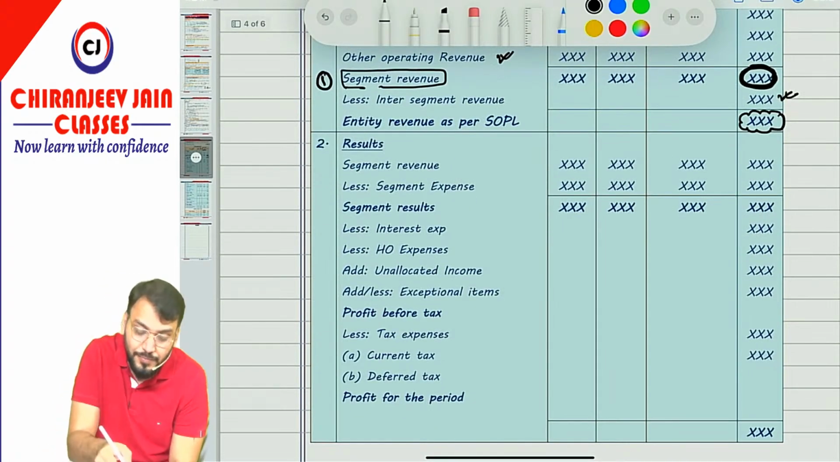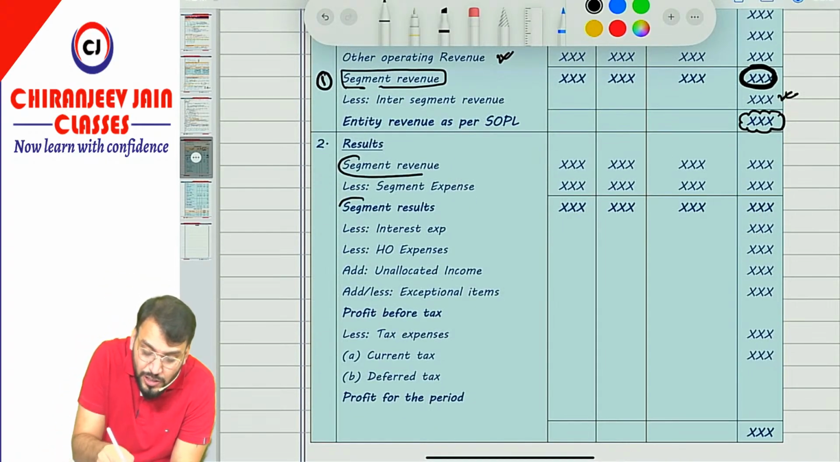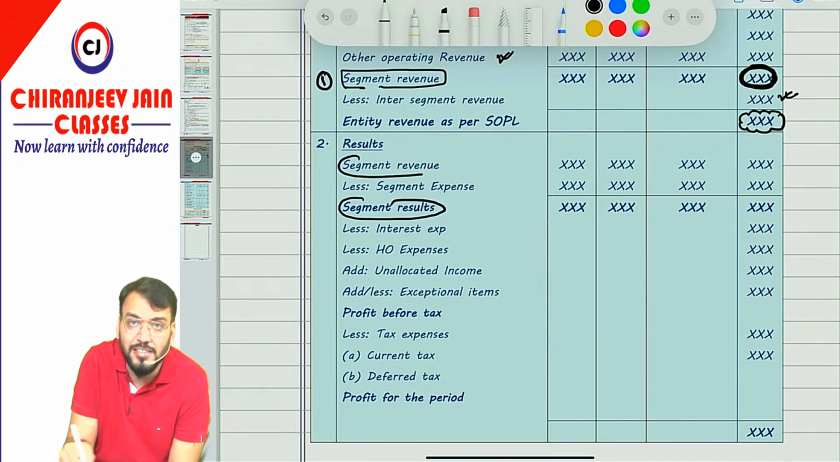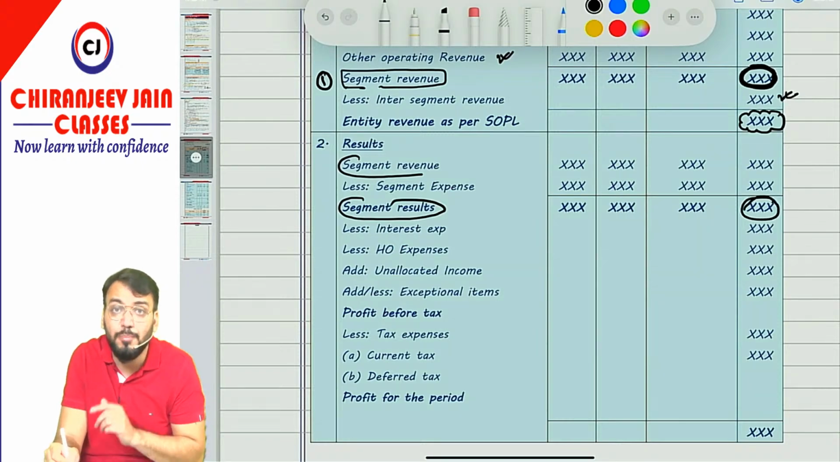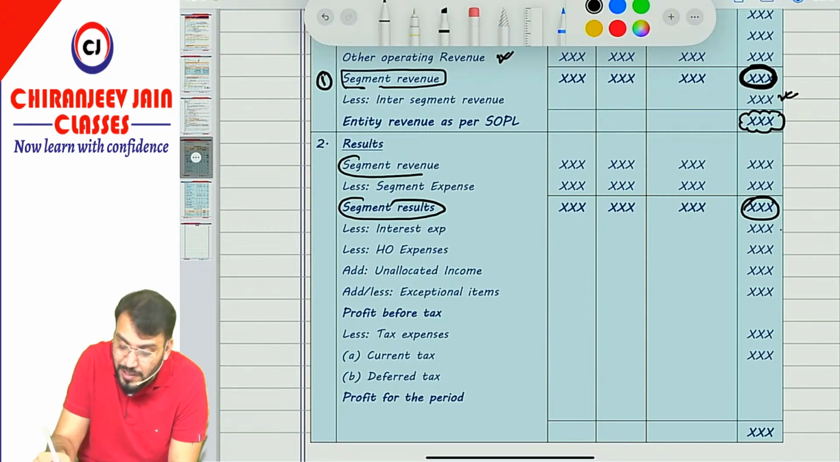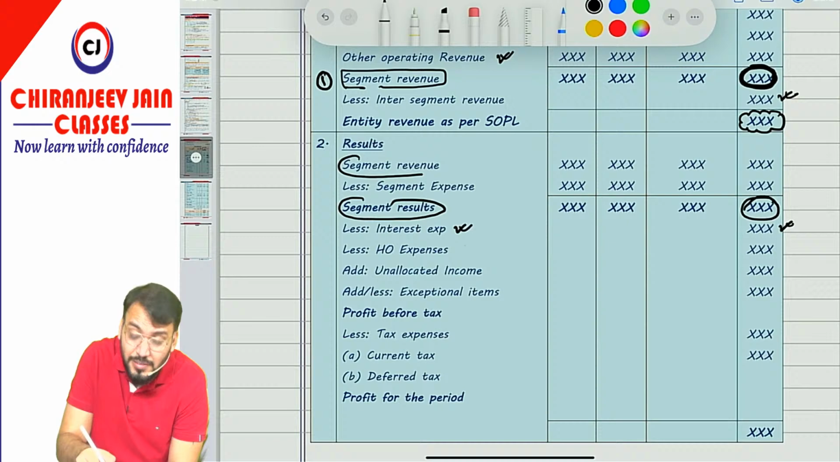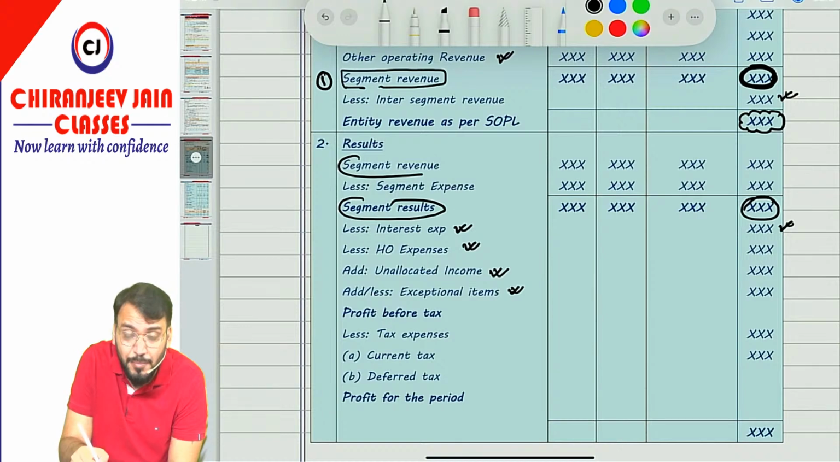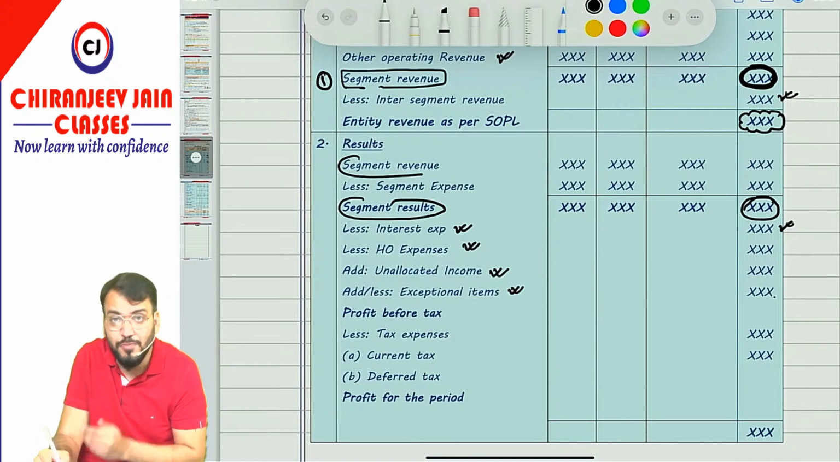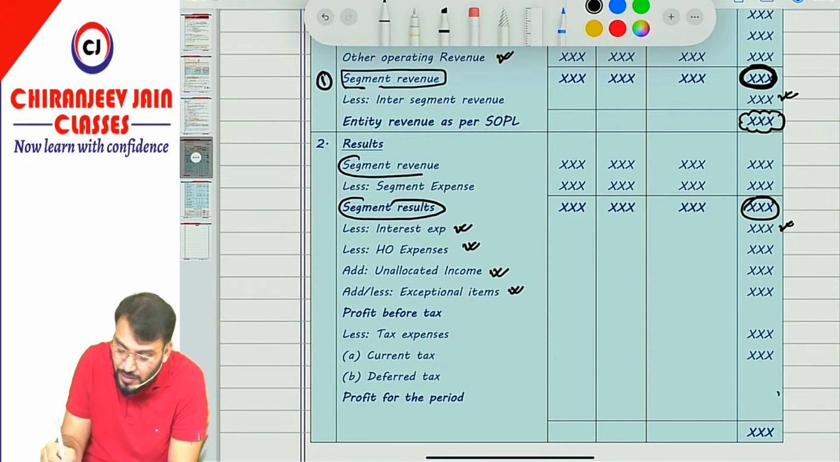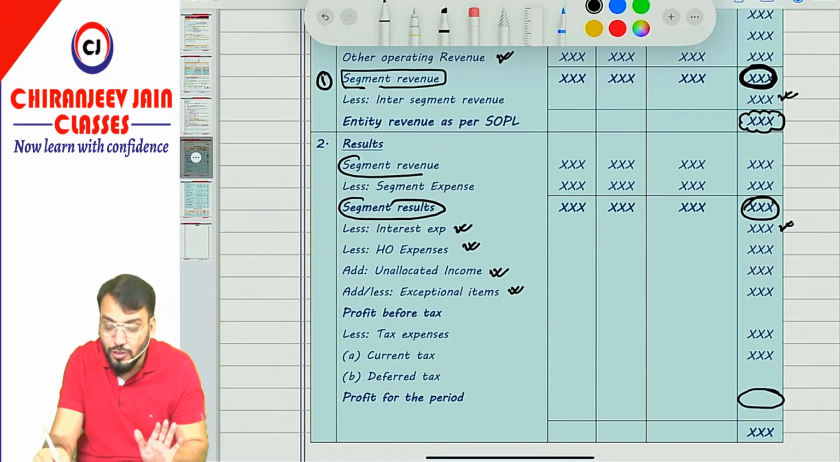Second is segment result. The segment result will be given in the question. If not given, then we'll calculate segment revenue minus segment expense. This will not match with the profit or loss in SOPL because there are some items not yet considered. So from this we'll deduct interest expense, then HO expense, head office expense, then unallocated income, any income which was not allocated segment-wise, then add or less exceptional items, because exceptional items cannot be considered in segment information. This will become profit before tax, and from that we less tax expense. Now whatever profit is coming will match with SOPL. Understood?